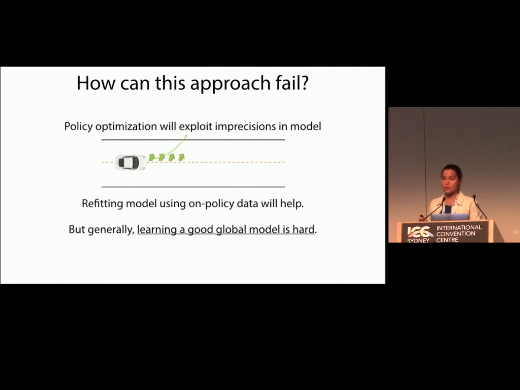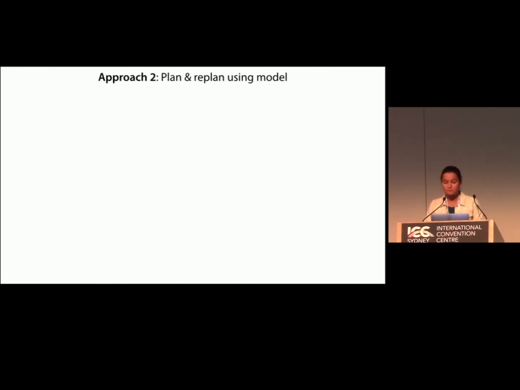So what's one more way that we can mitigate the fact that learning a good global model is hard? Well, one thing we can do is, as we take actions, we can replan in real time to try to correct for mistakes that we may have made. This is what's called model predictive control.